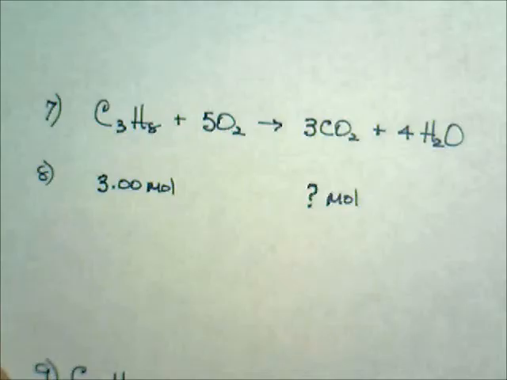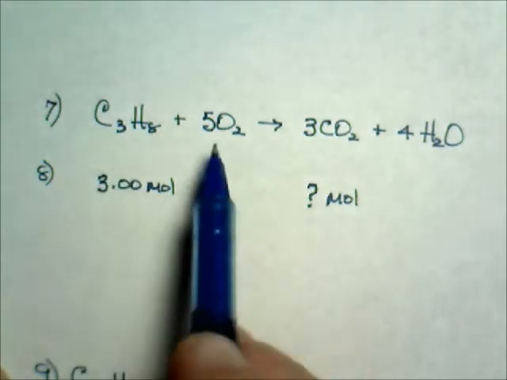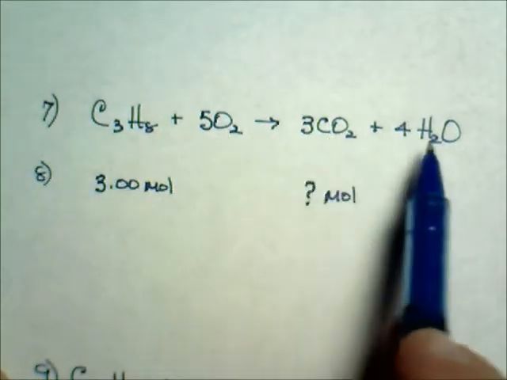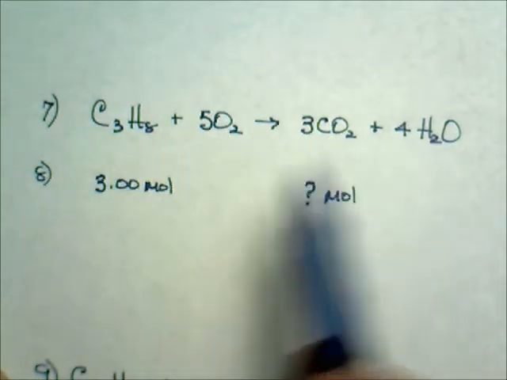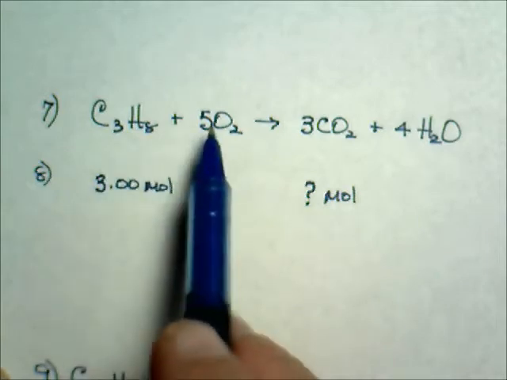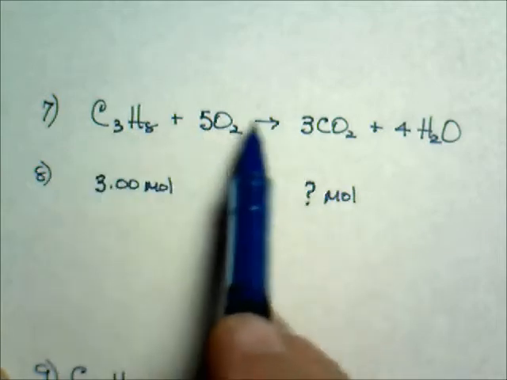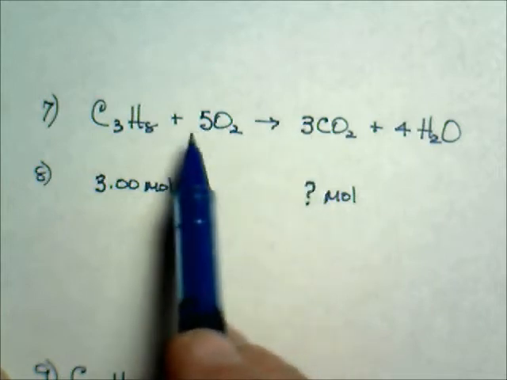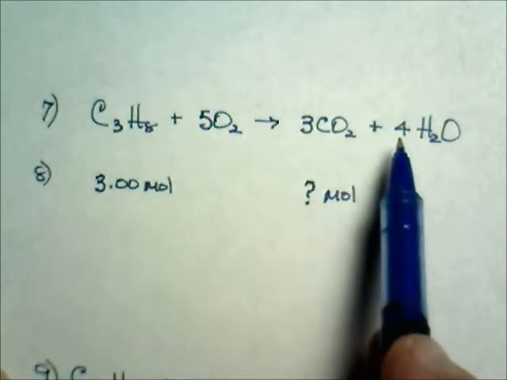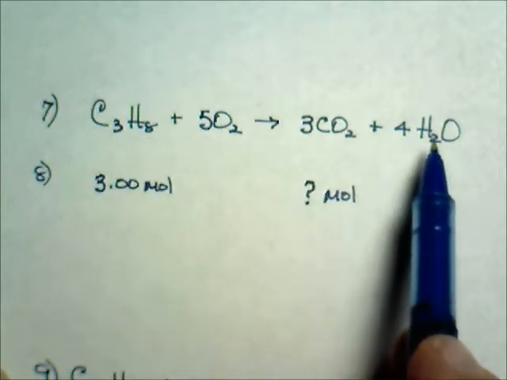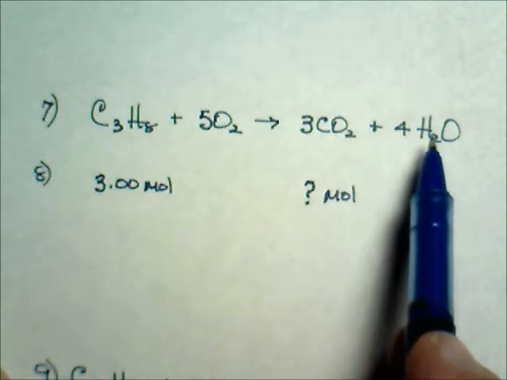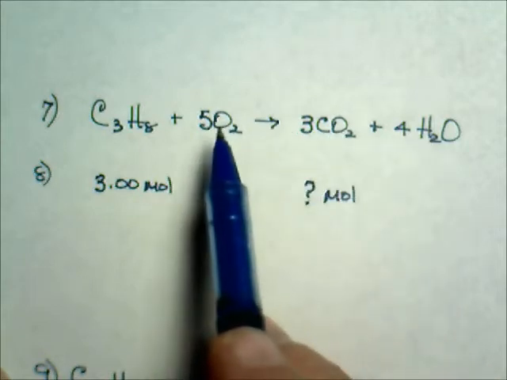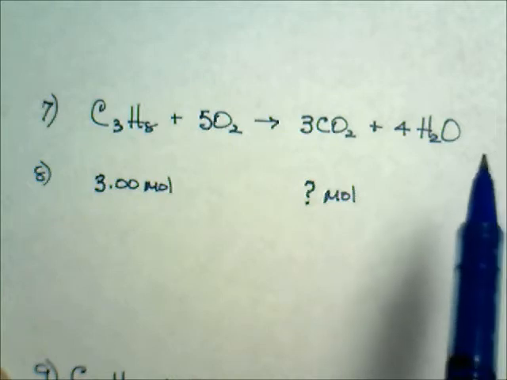Okay, our next reaction is between propane burning in oxygen to produce carbon dioxide and water. To balance that, we need 3 carbons, so we need 3 carbons over here. We've got 8 hydrogens, so we need 8 hydrogens. So we'll stick a 4 in front of the water. That gives me a total of 10 oxygens, and so 5 times 2 is 10 oxygens.